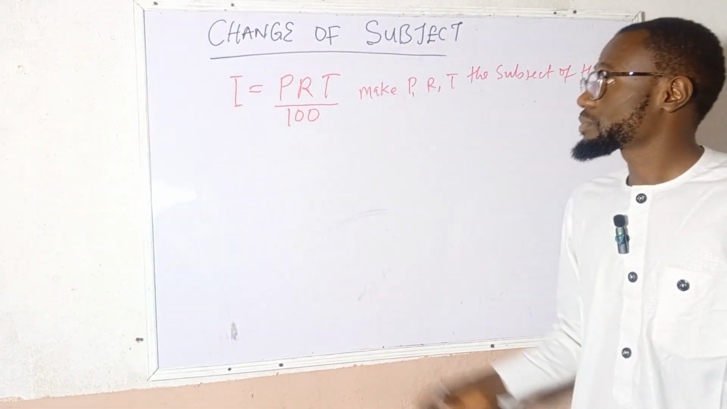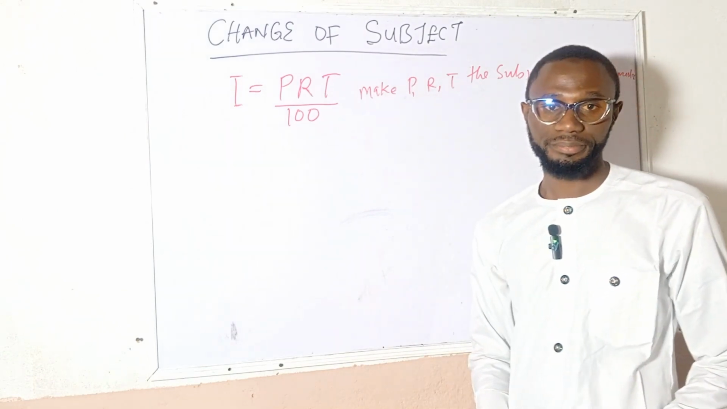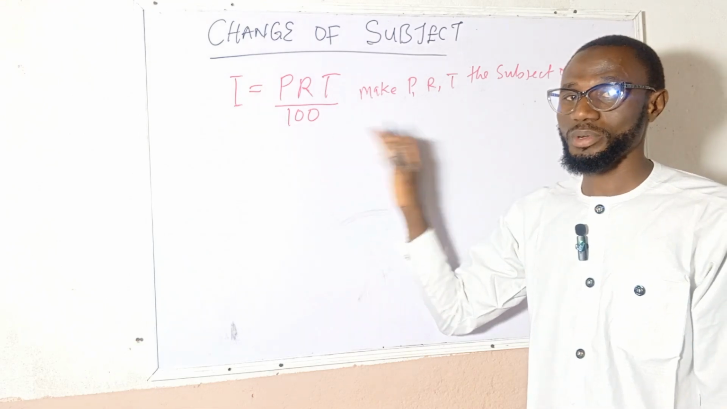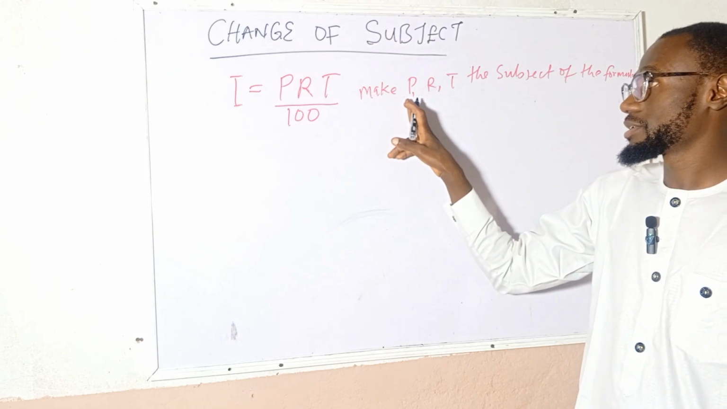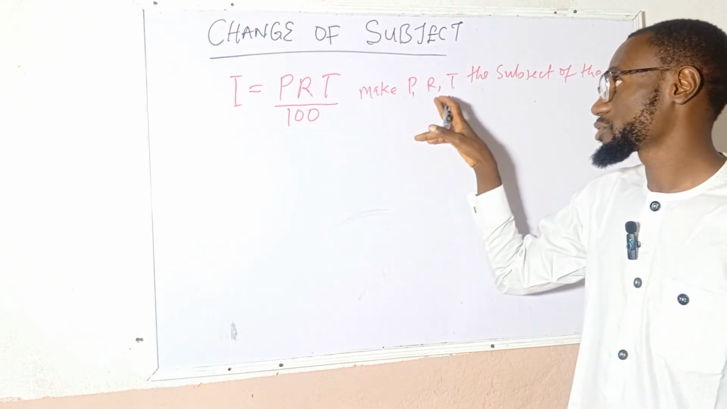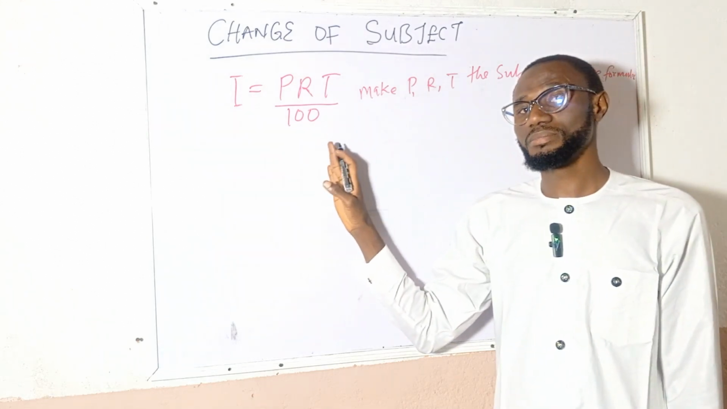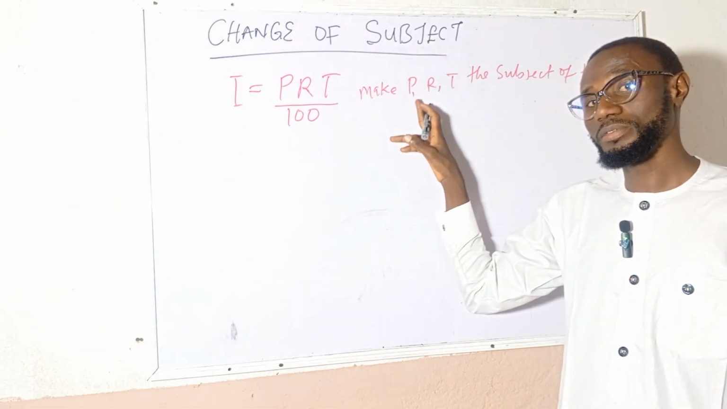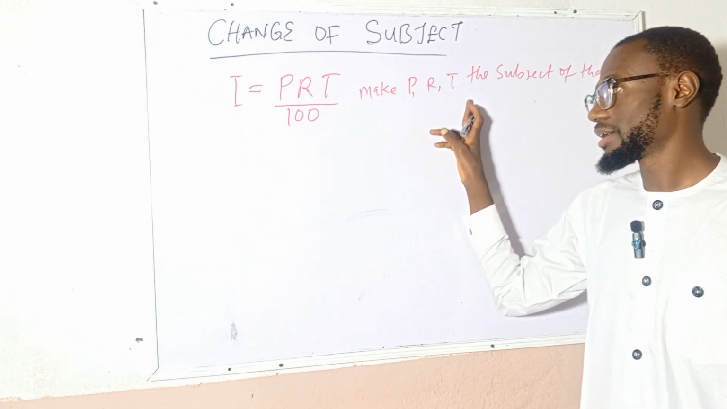Hello viewers, in this video we are going to learn how to change the subject of the formula. For you to solve changing the subject of the formula, you have to consider what is asked to make the subject. That is, in this question they asked to make P the subject, also R, also T. And don't forget, this is the simple interest, where we can call P the principal. Here is the rate and here is the time.